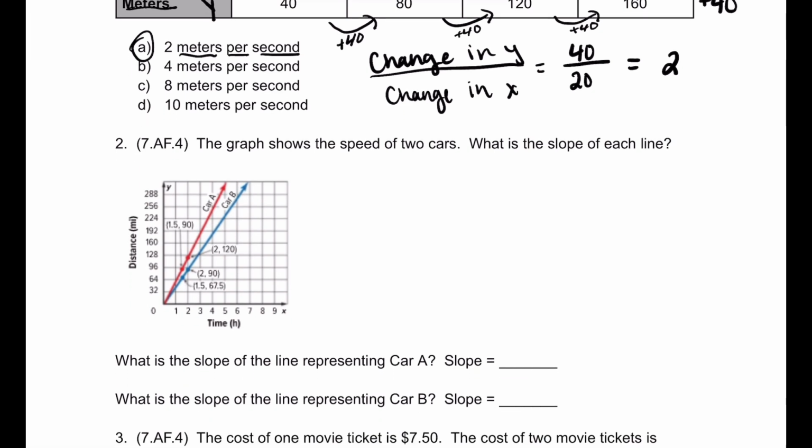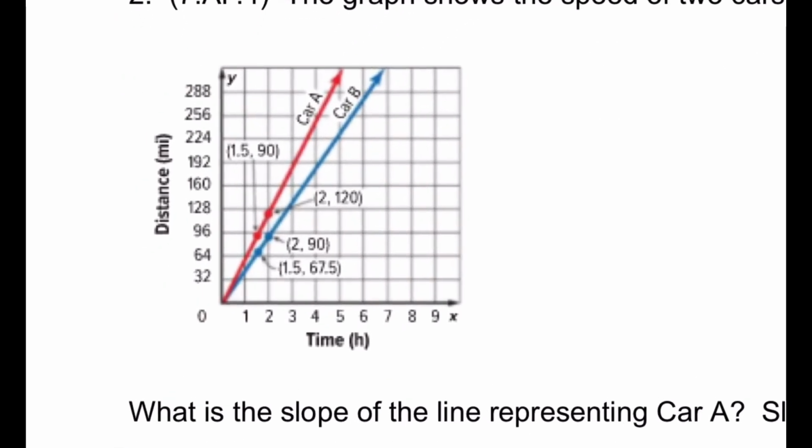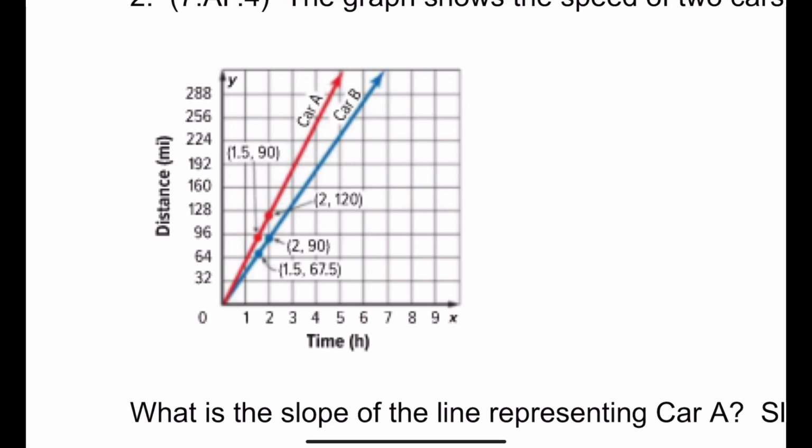Okay, so for number 2, it says the graph shows the speed of 2 cars. What is the slope of each line? They do give you some points here. Because our points aren't necessarily in those t-zones that we talked about in class, what I would recommend is to just get 2 ordered pairs and use your y2 minus y1, okay?